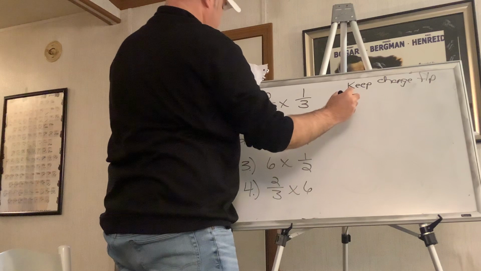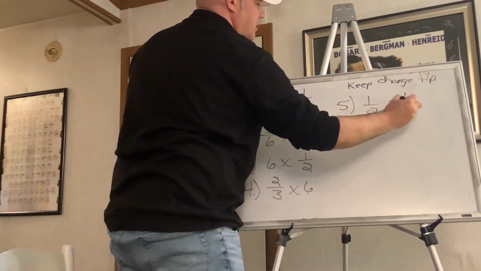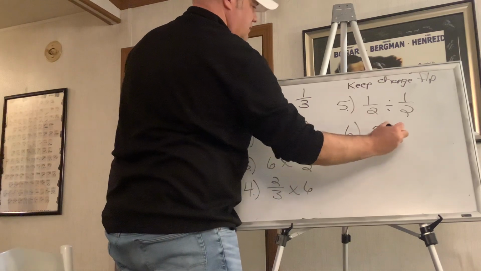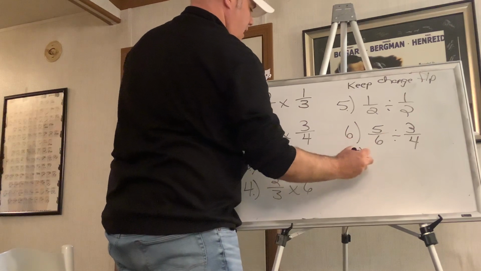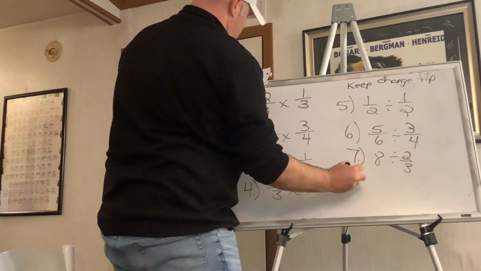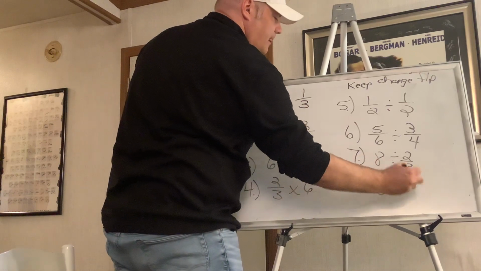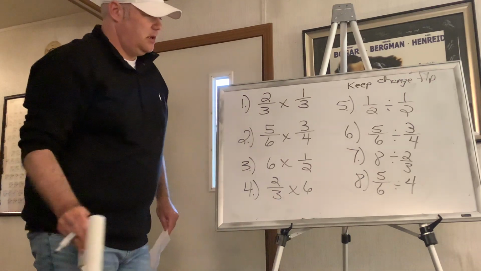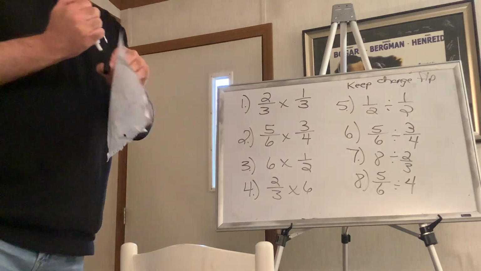So that's going to be 1/2 divided by 1/2. 5/6 divided by 3/4. 8 divided by 2/3. And 5/6 divided by 4. All right, so there's your assignment for multiplying and dividing fractions, and then we'll check those later.